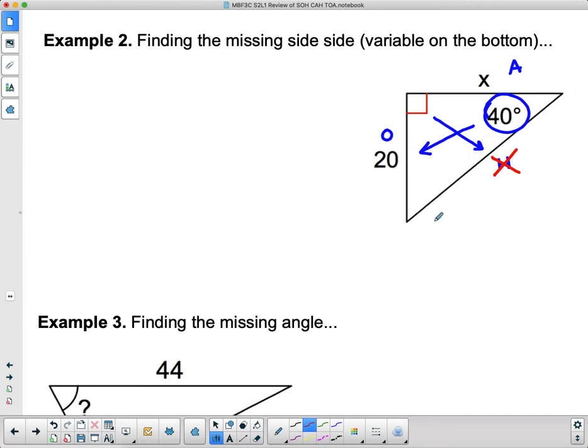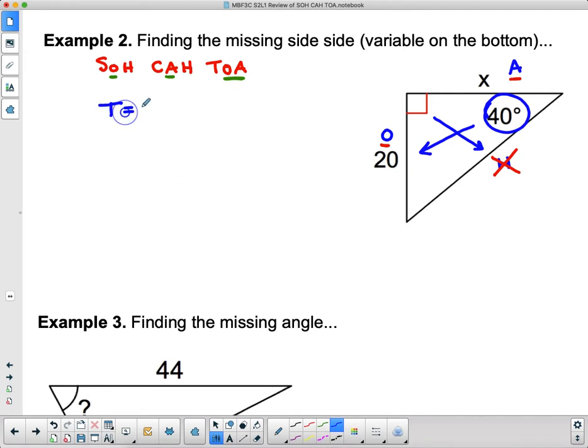It has no variable on it, so they're not asking us to find it, and since it has no number we can't use it. So what we're going to use here is the O and the A. If you need to, you can write out TOA again so that you can look at it and see that the one that uses the O and the A is tan. This uses O, this uses A, but this uses both of them. So let's set this up.